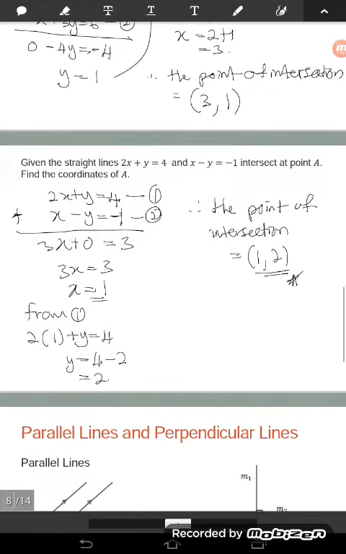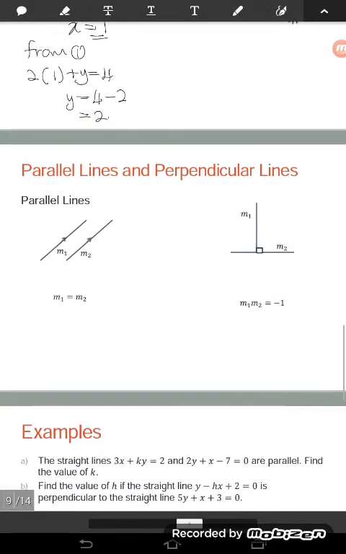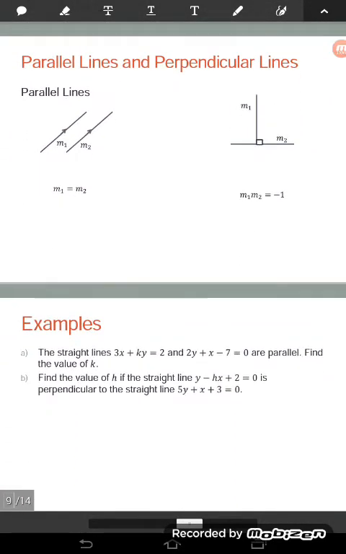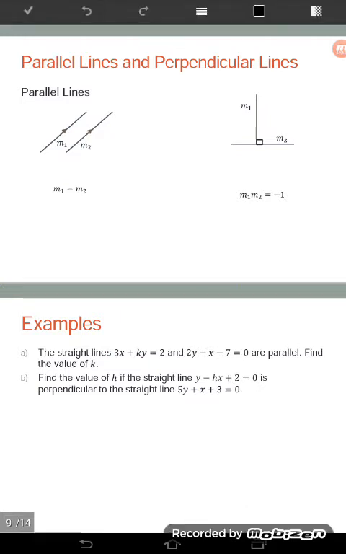Okay. So next we have parallel lines and perpendicular lines. So what is the character of parallel lines and perpendicular lines? For the parallel lines, ada dua garisan yang selari. Two lines which are parallel, yang selari, will share the same gradient. Kecerunan untuk dua line yang selari ni dia akan sentiasa sama.